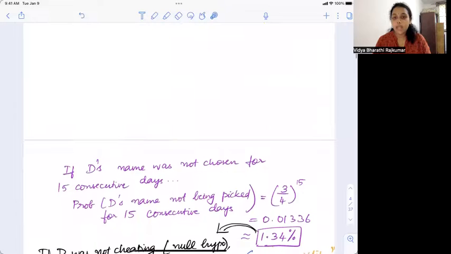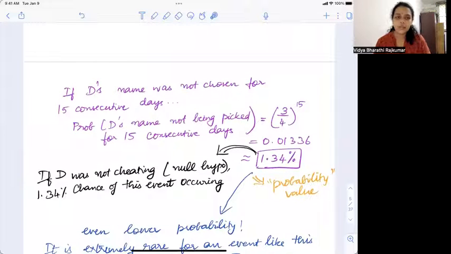Maybe D's name is not being picked for 15 days at a stretch. Will you begin to have a stronger suspicion? If you actually compute the probability of that happening, if you believe that there was no cheating in the beginning, if you believe that everybody had an equal chance of being picked, then the likelihood of an event like this, of not being picked for 15 consecutive days, is an extremely small likelihood. There's only a 1.34% probability that something like that could ever happen.